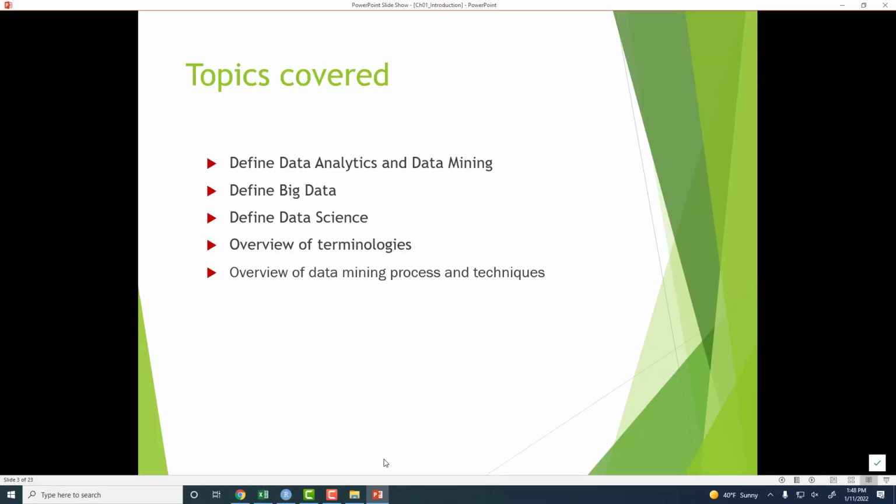And okay, so the first chapter goes through some basic introductory stuff, which is what we're going to do, and the topics covered are define what data analytics is, what data mining is, and then we will define big data, define what data science is, okay, and then there are some terminologies that are kind of unique to business analytics. So at the back of the chapter has a whole list of it, and I would recommend that you go over that. And then we will look at an overview of the data mining process and techniques. So that's the kind of agenda for chapter 1.